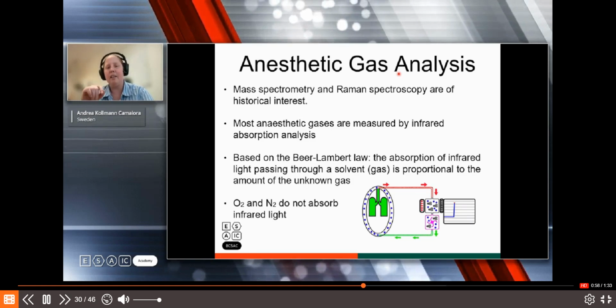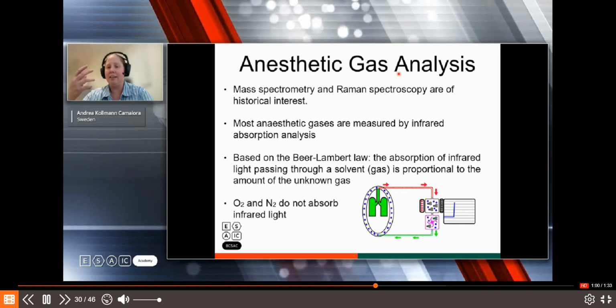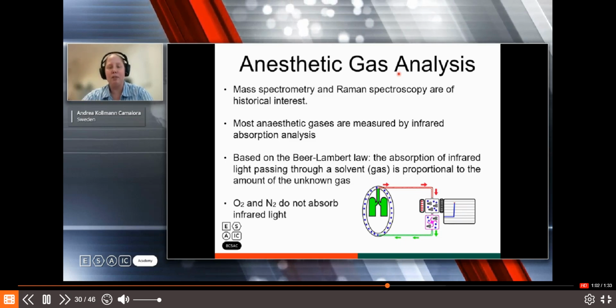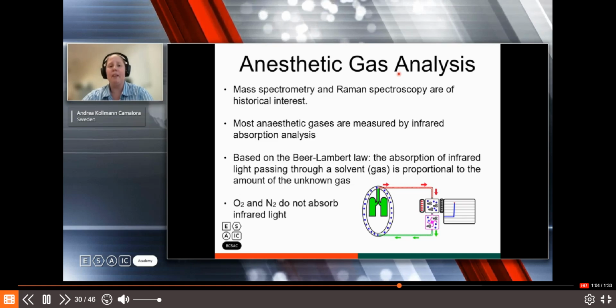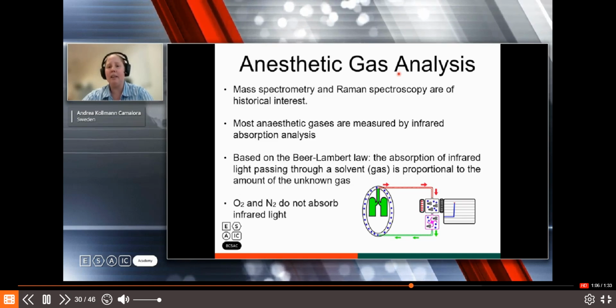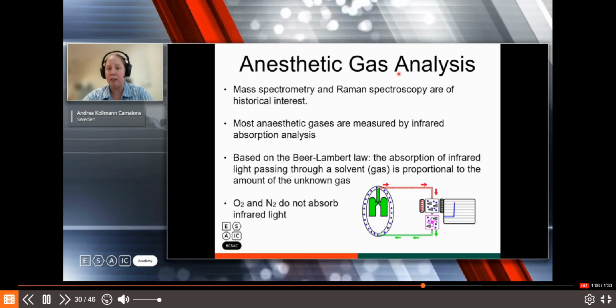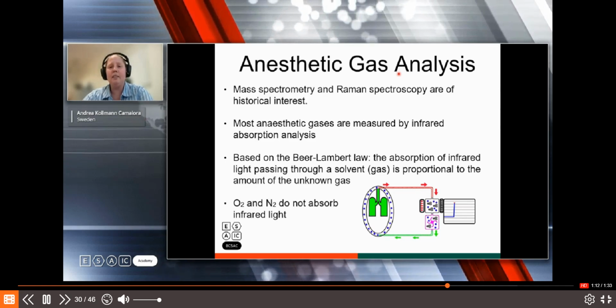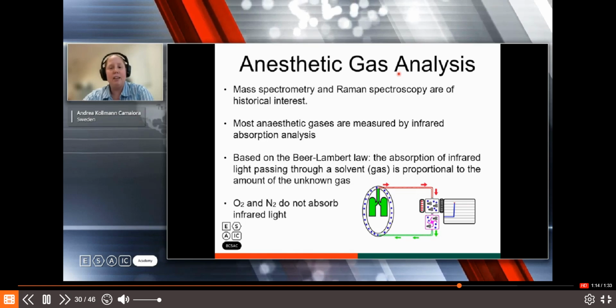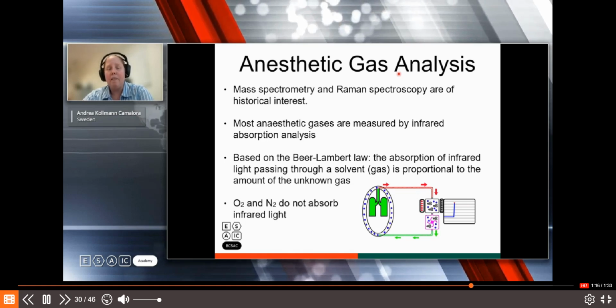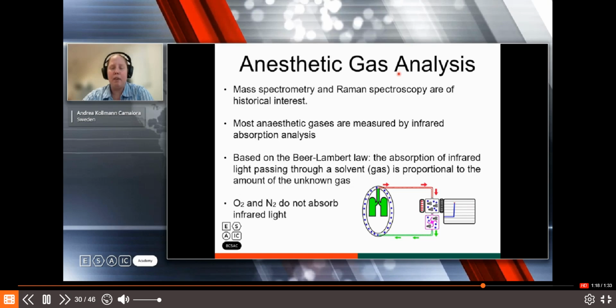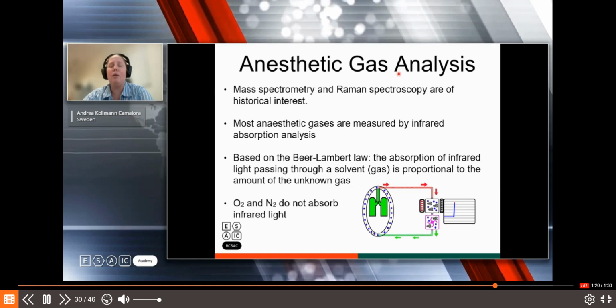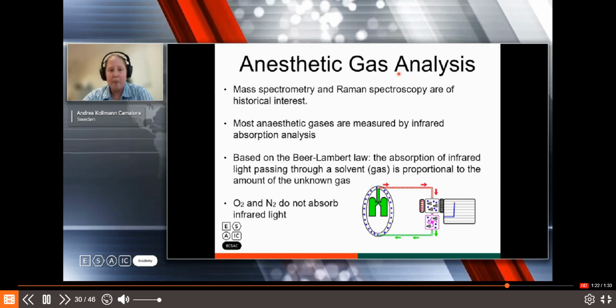And N2, well, they don't absorb infrared light. So you cannot use infrared gas analysis for oxygen and nitrogen. And this has come in the exam. And then there is also an exception, which is halothane. Halothane is not analyzed via infrared, it's analyzed via ultraviolet light.